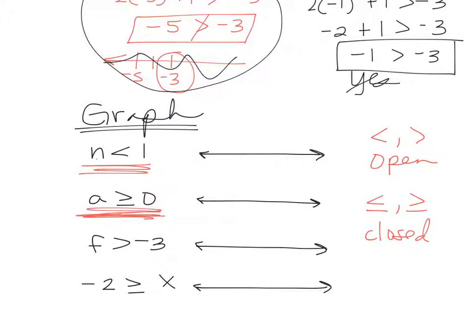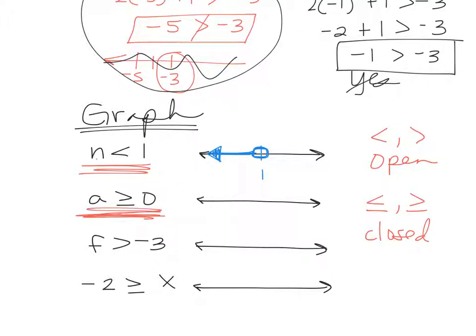So here's what you're going to do. You're going to plot a point, okay? So here's my 1. N is less than 1. That's going to be an open dot because we're not including 1. Which direction do I go with my arrow? If n has to be less than 1, it's all the numbers to the left of 1 or to the right of 1? To the left of 1. Okay, so your graph is going to look like that.